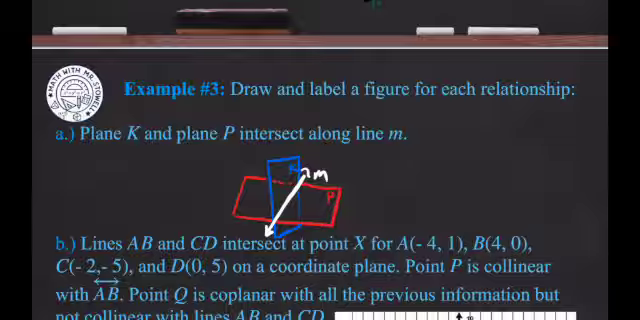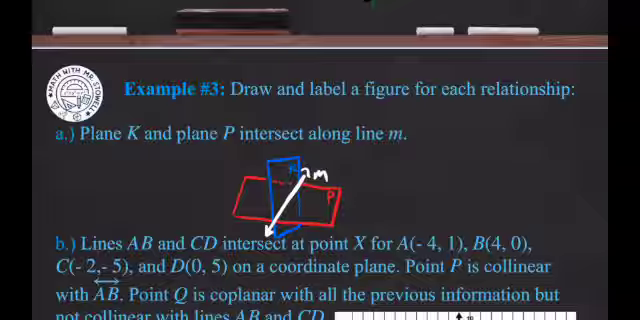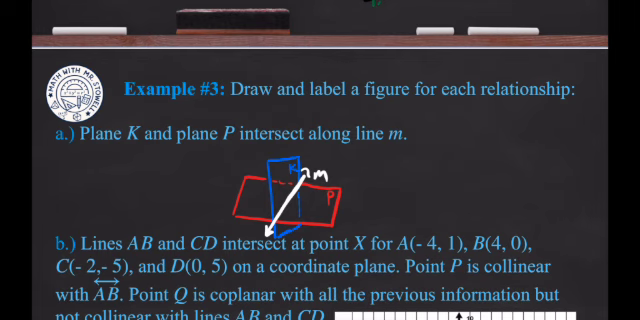Okay, you could name the planes to be different. You could have this as plane P. You could have the other one as plane K. But the line M is going to be the parts that they have in common. So that is the first one. We're just going to draw pictures.